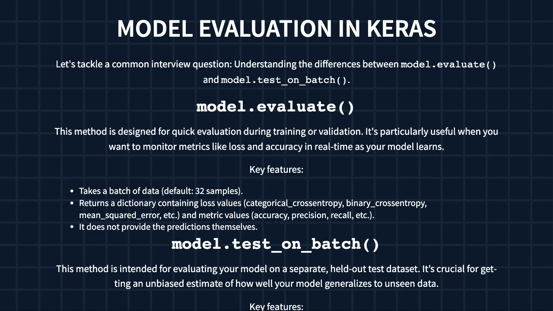But if you want to know really how well your model will perform on data it's never seen before, that's where model test on batch comes in. This method takes a batch of test data and returns the predictions your model makes on that batch. It also gives you those same loss and metric numbers. The key takeaway is this: use evaluate to monitor during training, but for a final unbiased assessment of how your model performs, go with test on batch.